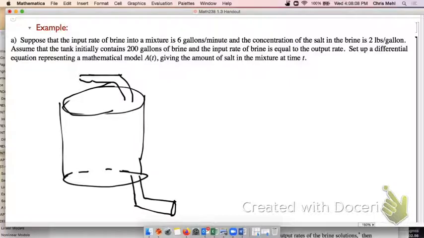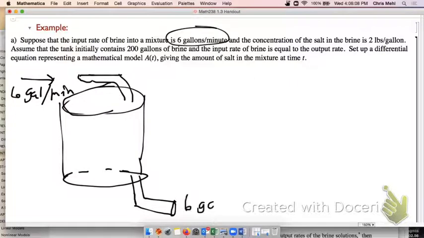So you've got a tank. What it says is it's coming in at 6 gallons per minute, and the concentration is 2 pounds per gallon. So 6 gallons per minute coming in, and it says there's also 6 gallons per minute leaving. So I guess the volume of the tank is never changing. You're always going to have 200 gallons inside.